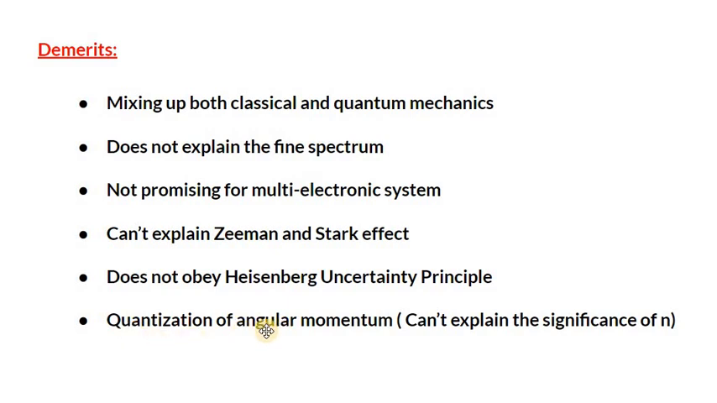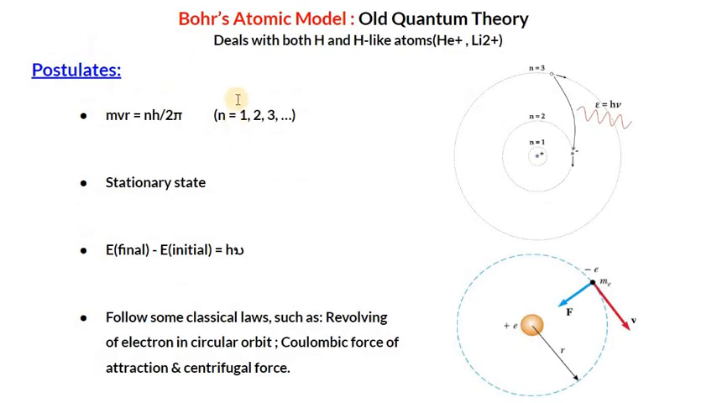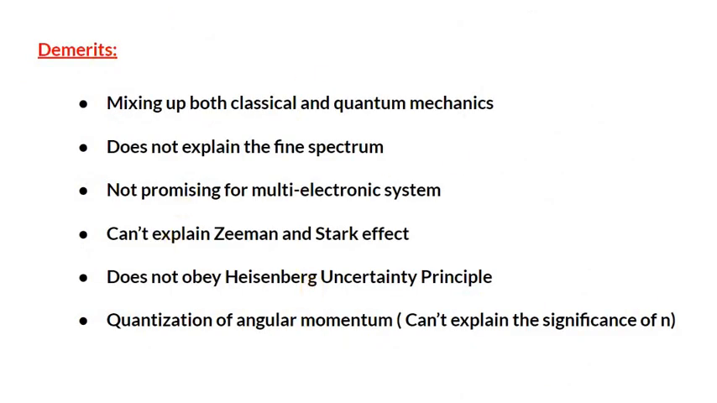Again, Bohr theory of quantization of angular momentum. I have shown you in the postulates, the first one is mvr equals nh by 2pi. Bohr said that n is an integer only, but Bohr couldn't explain the significance of n. What does the n signify? What does the integer mean? Bohr didn't explain that. Now you know that n is the principal quantum number, but at that time Bohr did not explain that. So those were some of the demerits.